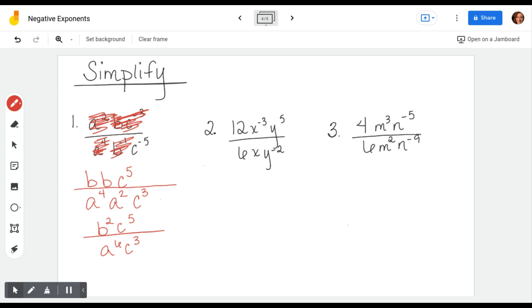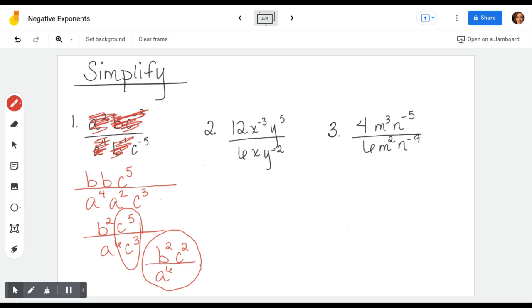That b to the second, there are no other b's, so it's got to stay right where it is. A to the sixth, there are no other a's, so that's going to stay on the bottom right where it is. The c's, I have 5 on top and 3 on bottom, so I have more on top. If I ask myself how many more, the answer would be 2. So I have 2 extra on top, c to the second. So my final answer is b to the second, c to the second, over a to the sixth.